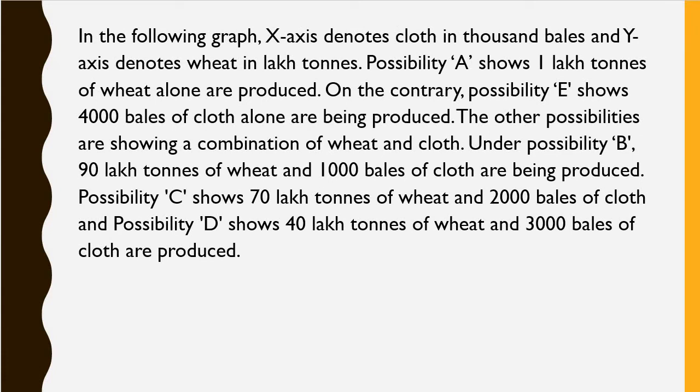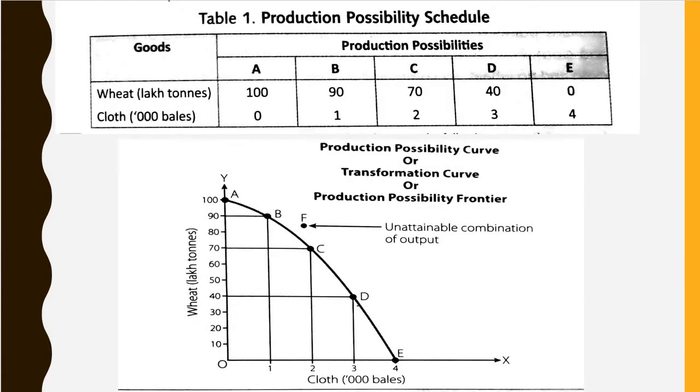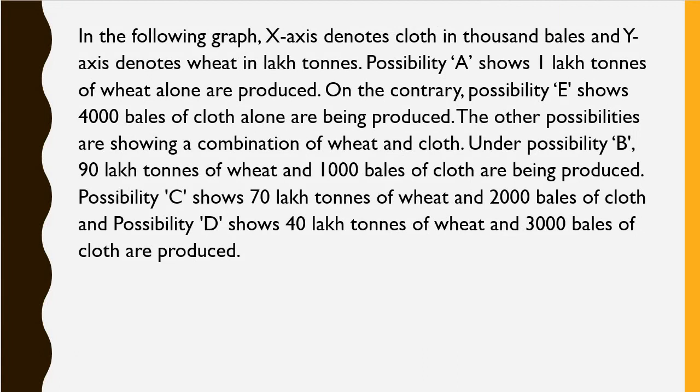Now, whenever you draw a particular graph, you are supposed to describe that graph, and that description has to be written something like this. In the following graph, x-axis denotes cloth in 1,000 bales and y-axis denotes wheat in lakh tons. Possibility A shows 100 lakh tons of wheat alone are produced. On the contrary, possibility E shows 4,000 bales of cloth alone are being produced.